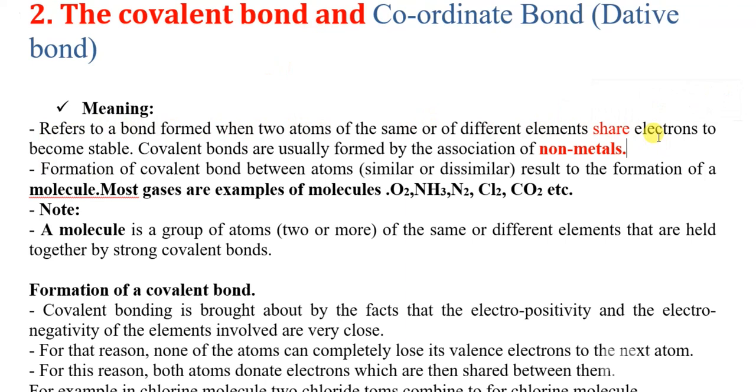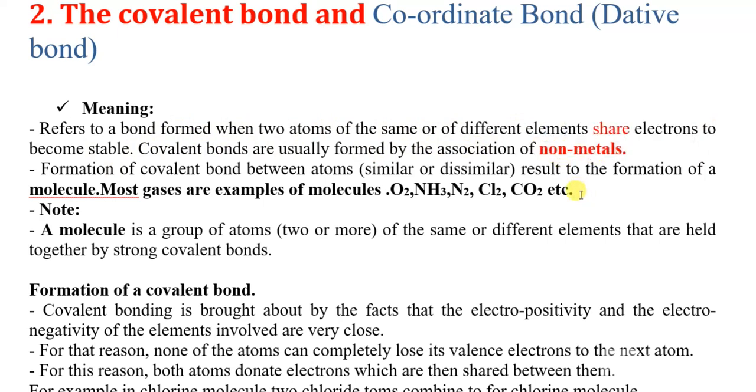I said complete transfer is between a metal and a non-metal. But covalent bonding is a bond which occurs between non-metals. Non-metals react by gaining electrons, so none of them is going to give out electrons. Therefore, both of them will share the electrons to become stable. A covalent bond refers to a bond formed when two atoms of the same or different elements share electrons to become stable. Covalent bonds are usually formed by the association of non-metals.